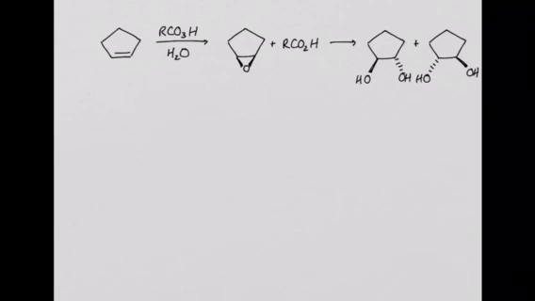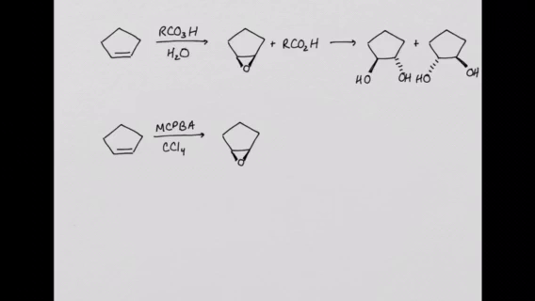If we would prefer instead to produce just the epoxide, we can use peroxy acid in a non-nucleophilic solvent like carbon tetrachloride. For example, if we treat the same alkene with MCPBA in carbon tetrachloride, we will produce the epoxide in nearly 100% yield.